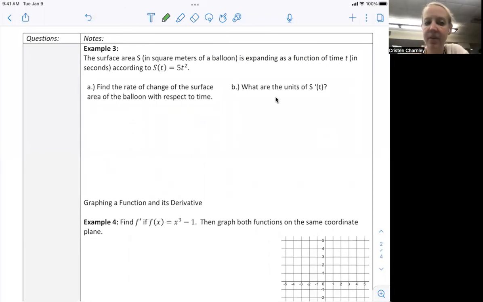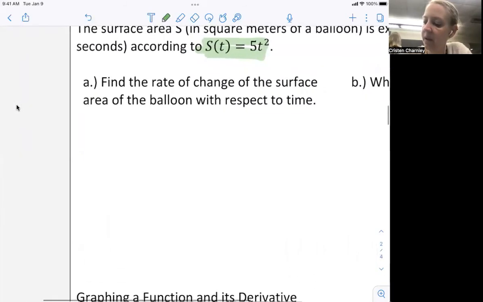So example 3, we have the surface area in square meters of a balloon. It's expanding as a function of time in seconds according to the following formula. This is just a formula particular to this situation. That's not true surface area for anything. Find the rate of change of the surface area of the balloon with respect to time. So S prime of t, I'm going to zoom in here a little bit.